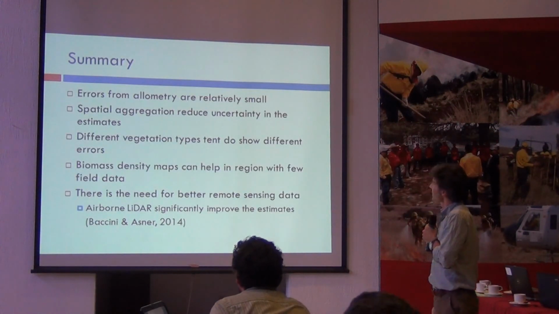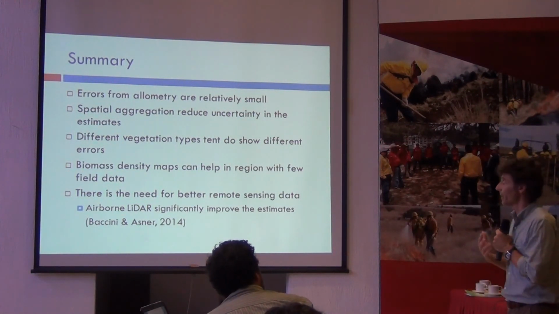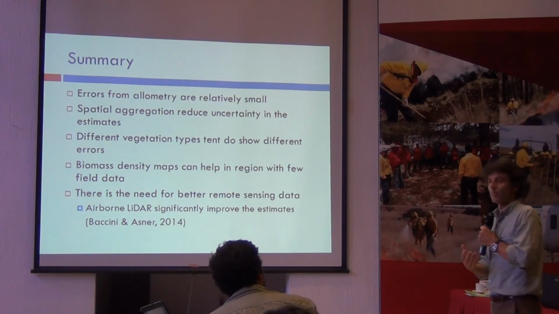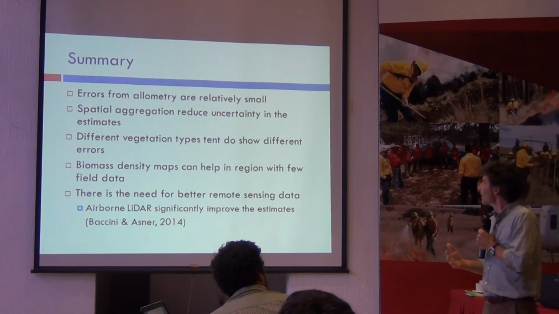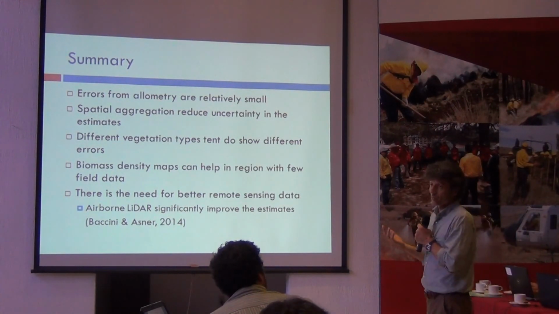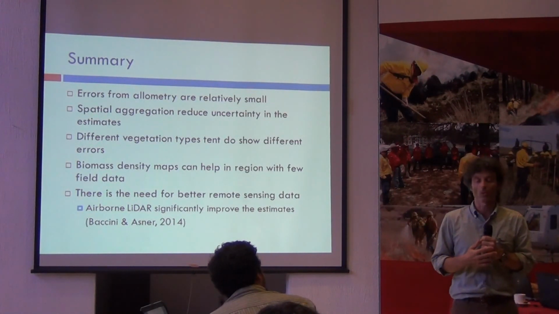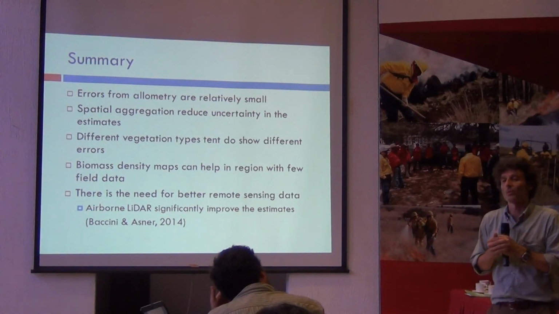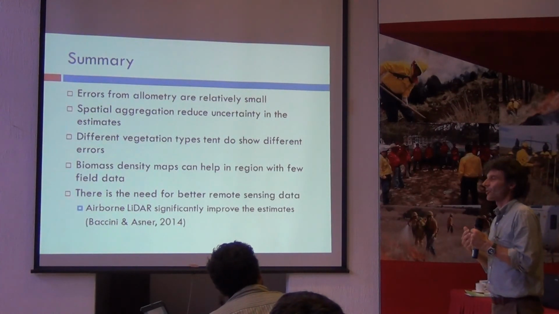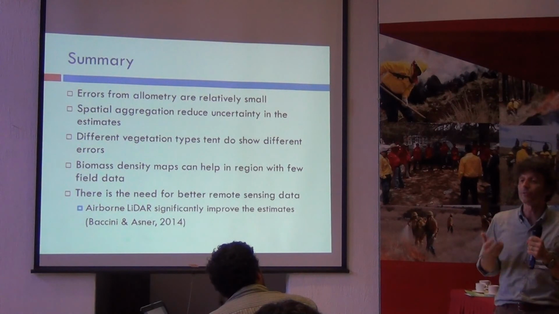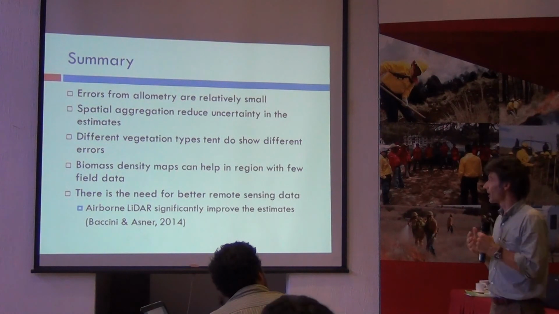Next, the summary. The errors from allometry, we don't think are very important when you use satellite-derived maps. The spatial aggregation, we see that it reduces the uncertainty. So that is a question: which level of uncertainty are you willing to accept? Different vegetation types and land cover types will have a different error, so it's another layer that you could use to stratify.